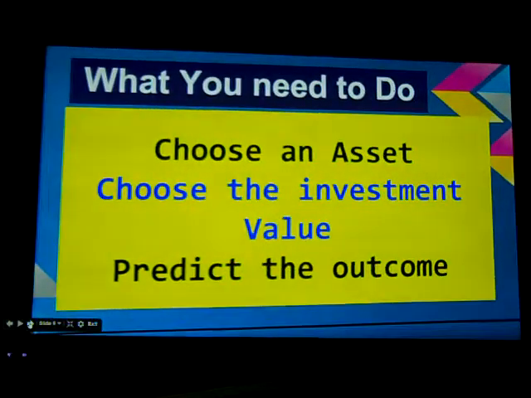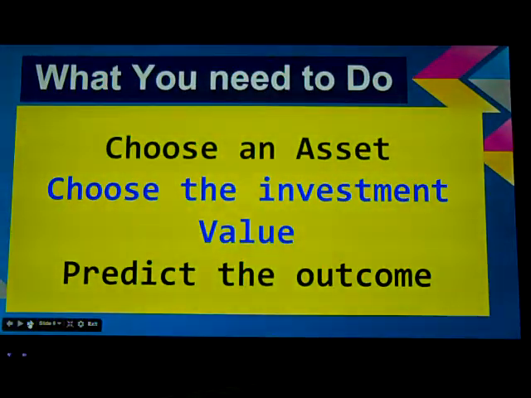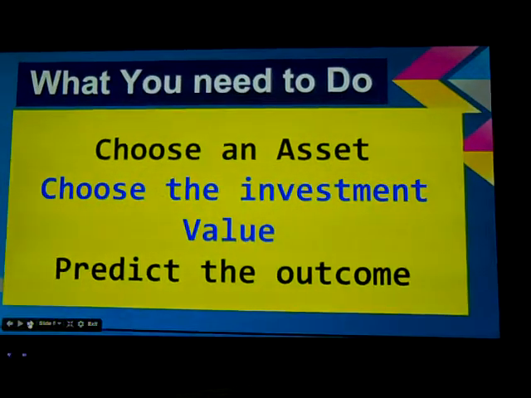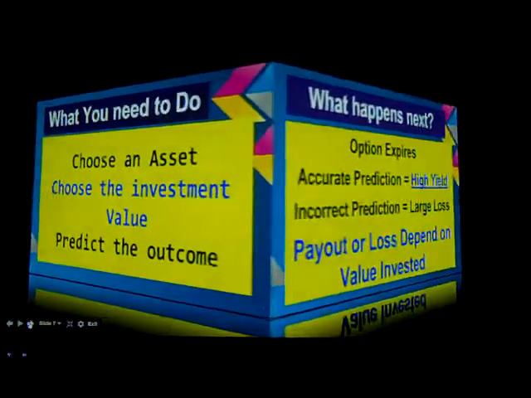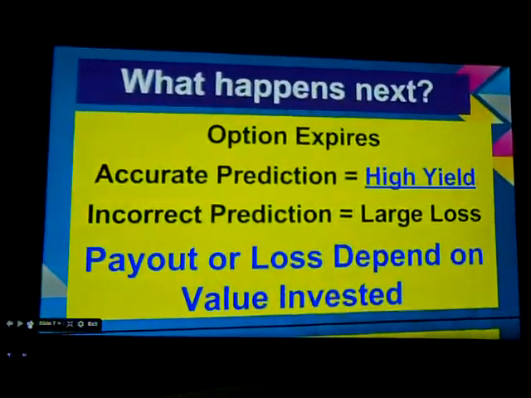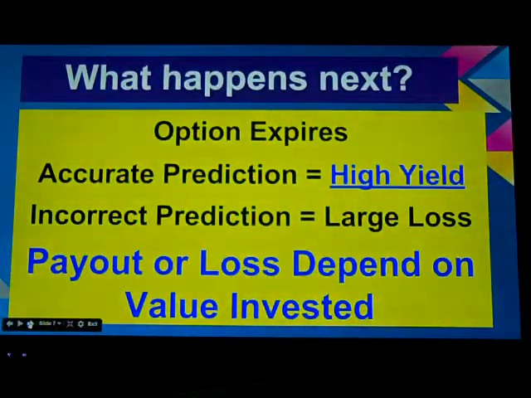And the process is like this. You're going to choose an asset. You're going to choose the investment value, how much you want to invest on this binary option. And then you're going to predict the outcome. Will the asset go up or down in value in the next few minutes? What happens next? Well, the option expires on the expiration time that is predefined. And if it is an accurate prediction, you have a very high yield. You receive a lot of money. And if the prediction that you made is incorrect, you're going to lose most of the investment that you made.